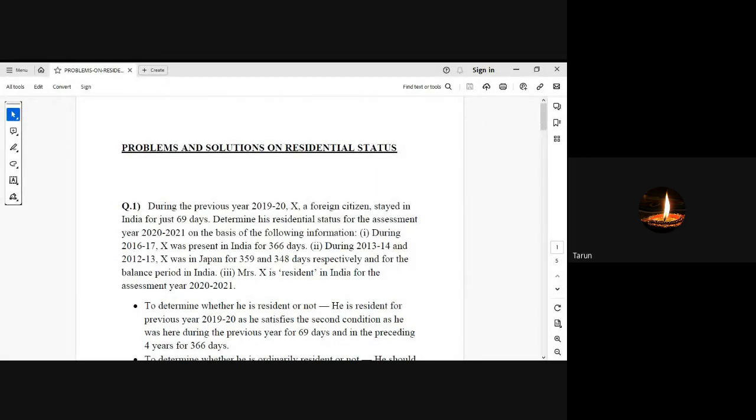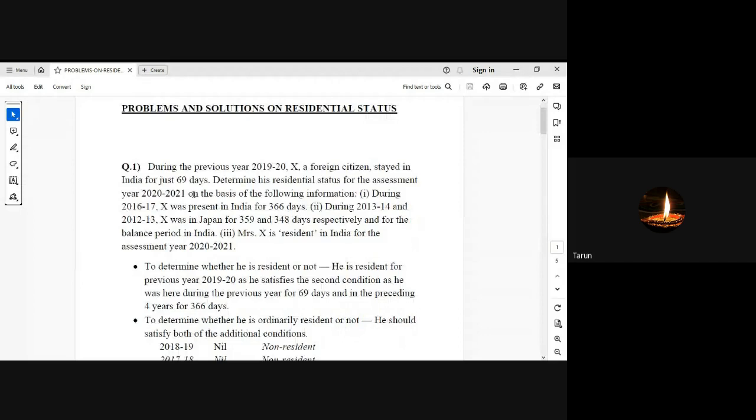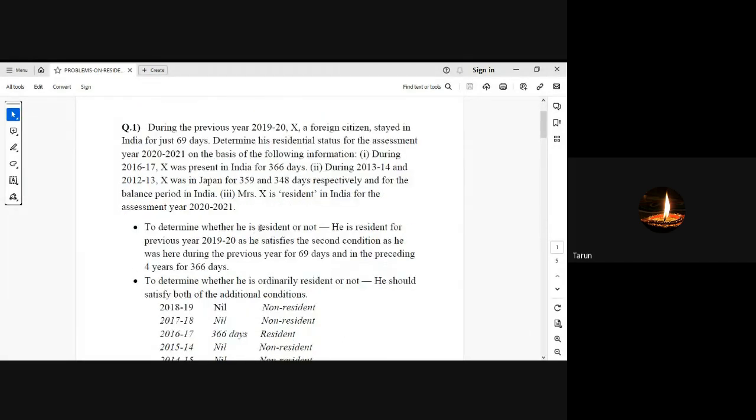Now we consider the problems and solutions of residential status. Let's take the questions one by one so that we have more clarity on the concept and the practical concepts of residential status. This is the first question, during the previous year.